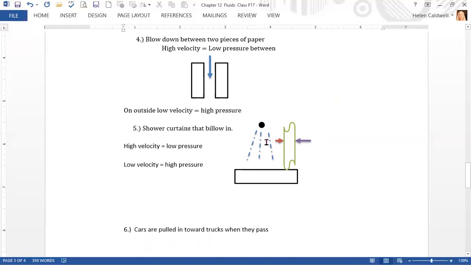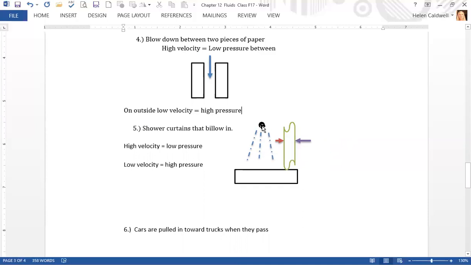So if the water comes out fast, you have a high velocity on the inside and a low pressure. On the outside, the air is moving slowly, so it's got a low velocity and a high pressure. And the end result is that the higher pressure on the outside forces the shower curtain, which is this green squiggly thing, to billow in towards you.